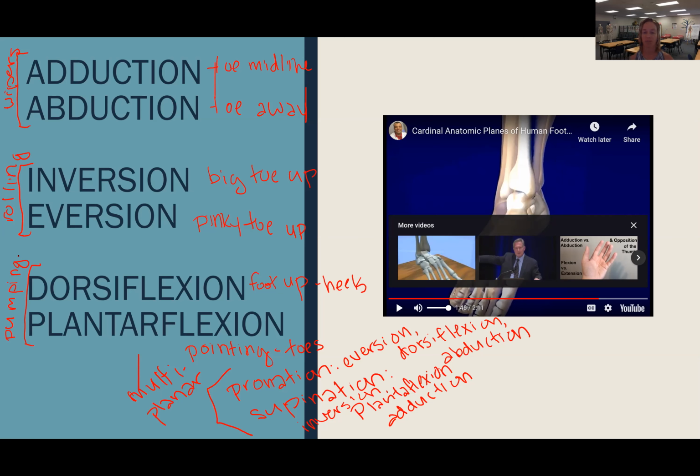So show me adduction. Good. Abduction. Good. Inversion. Big toes up. Good. Eversion. Little toes up. Good. Dorsiflexion, walking on your heels. Plantar flexion, on your toes. Very good. We're going to talk about this a lot more, okay? So if it seems a little confusing, hang in there.